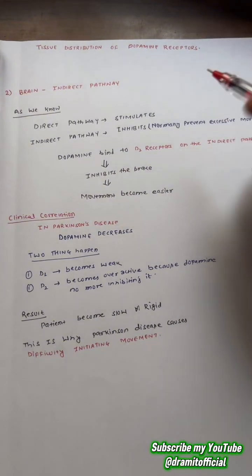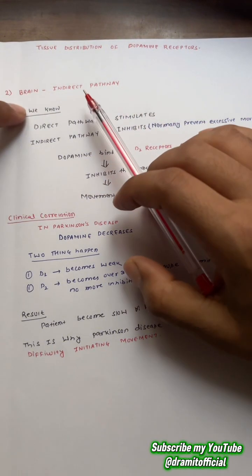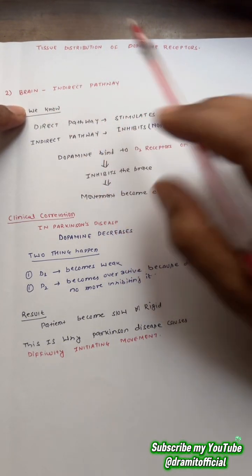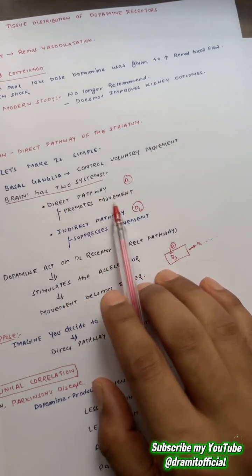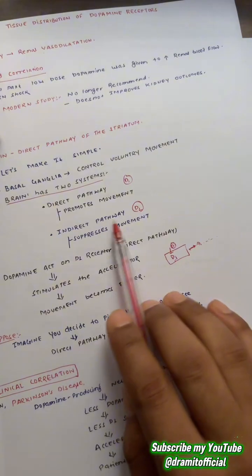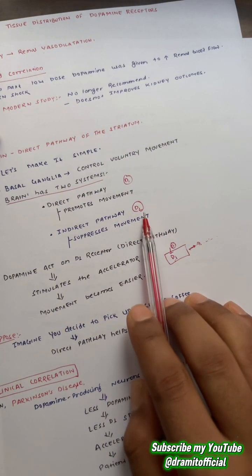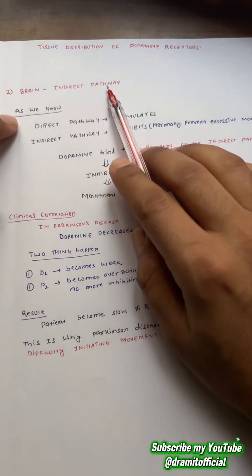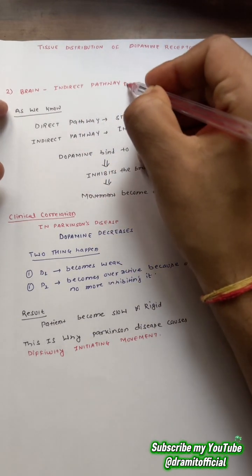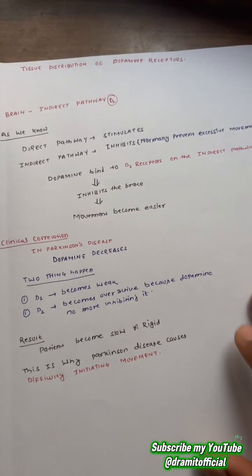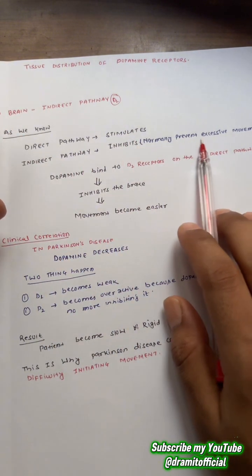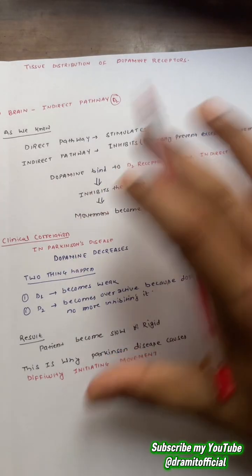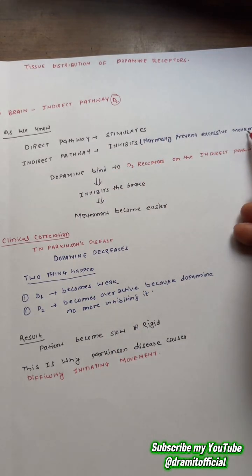Now let's see how D2 receptors work in the brain in the indirect pathway. On our first page we saw that there is a direct pathway which promotes movement, and there is an indirect pathway in the brain which suppresses movement, and over here the D2 receptor is present. So the direct pathway stimulates, but the indirect pathway inhibits. Normally it prevents excessive movement. So if any excessive movement is there, then the brake will be applied.